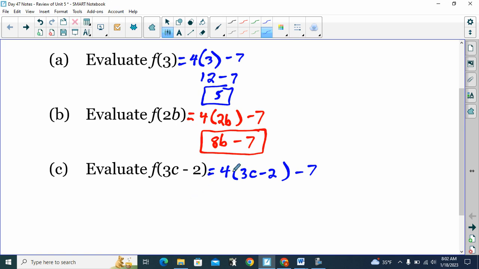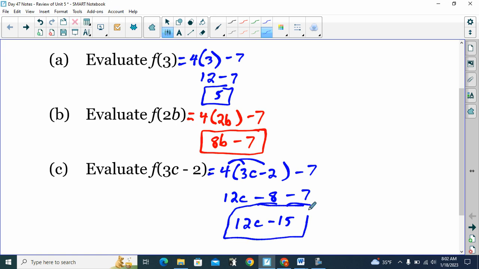We replace the x with a 3c minus 2, and then we simplify. I've got a number in front of a parenthesis, so I can distribute. 4 times 3c is 12c. 4 times negative 2 is minus 8. Negative 8 minus 7, those are like terms. They're both negative, so I do 8 plus 7 is 15. It's minus 15. 12c minus 15.